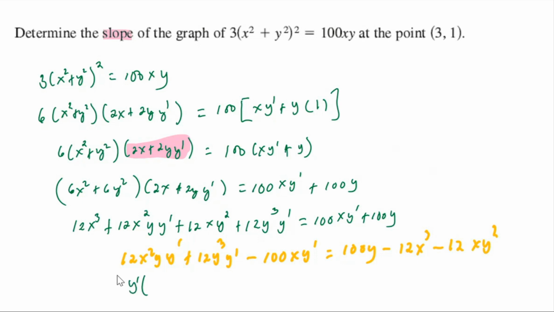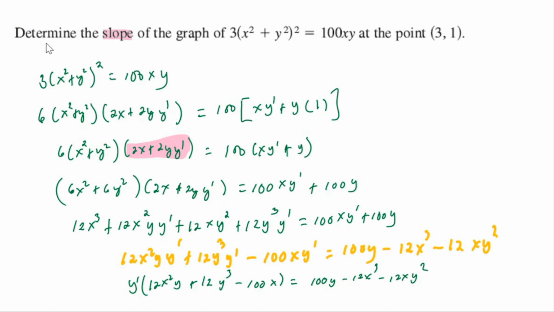So factoring out the y prime on the left hand side, we have 12x squared y plus 12y cubed minus 100x is equal to 100y minus 12x cubed minus 12xy squared. Then to solve for y prime, we have to divide both sides by whatever is inside this quantity here on the left hand side.